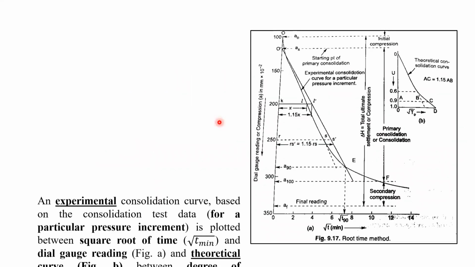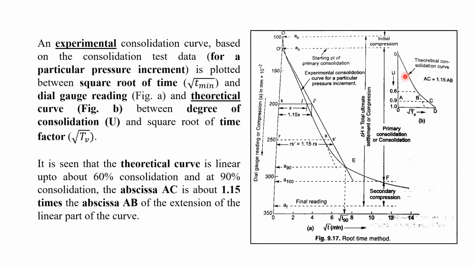Let us see. I will explain this graph one by one. You can see this is the theoretical consolidation curve, and this is the experimental consolidation curve, which we have drawn based on the time and the dial gauge reading. Here U is the degree of consolidation and Tv is the time factor. We can see the initial compression, the primary consolidation and the secondary consolidation. I will explain the graphs in detail one by one.